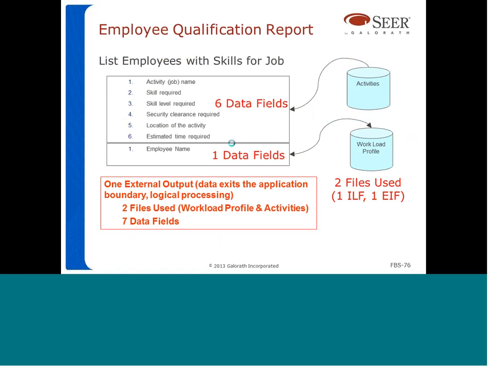And finally, the list of employees with skills for a job, or the employee qualification report, is going to list the employees that meet the criteria for a specific activity. This report is going to list some fields that need to be retrieved from the activities data file. And it's also going to list fields, in this case, just the employee name from the workload profile. So as you can see, here's an example of another report or transaction that needs to reference data from 2 different files. Some of the information on the report is going to come from the activities, and some of the information in that report is going to come from the workload profile. So in this case, we count 2 files used and a total of 7 data fields for these transactions.